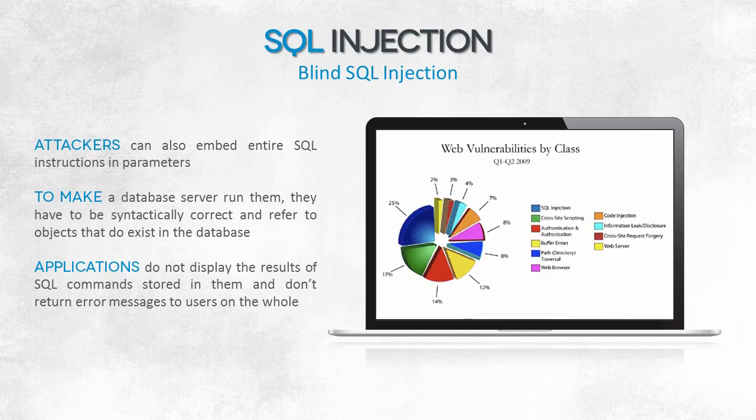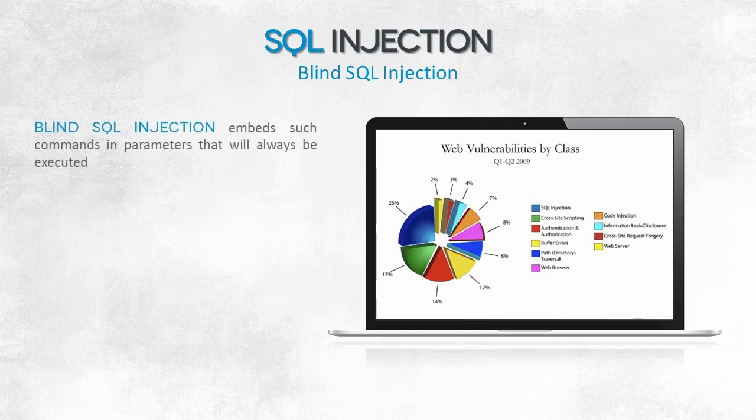Apart from that, error messages might be filtered and replaced with messages that are more general. This is a good practice as far as application security is concerned, and end users should not be able to see any detailed error messages. Despite this, blind SQL injection is still possible. Why is that? It's because we're able to execute commands that are sure to always be executed. This is the basic idea behind blind SQL injection.